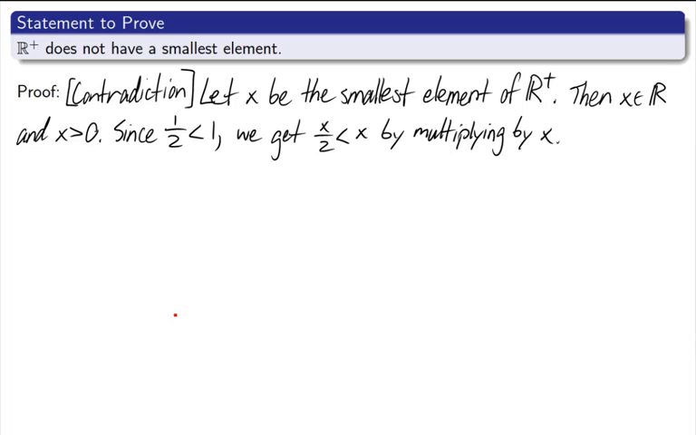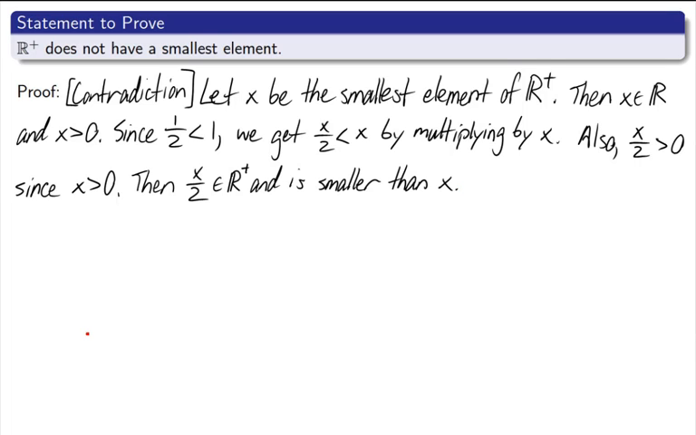We just showed that it was smaller than x, so as long as this is in the positive reals, we're good. Also, x over 2 is greater than 0 since x is greater than 0. That does it. Then x over 2 is an element of the positive reals and is smaller than x. That's our contradiction. We just found an element that was smaller than the smallest element and is an element of the same set. So we have just contradicted the fact that x was the smallest element.